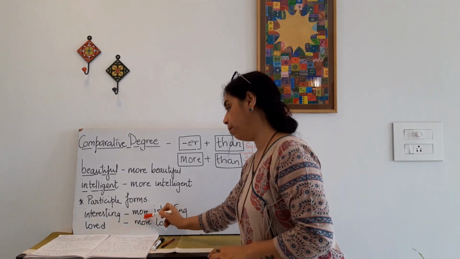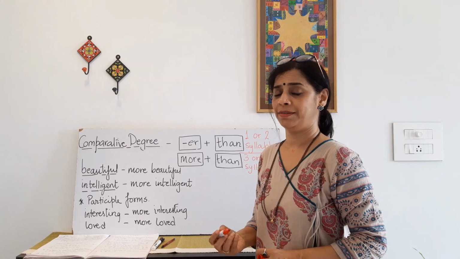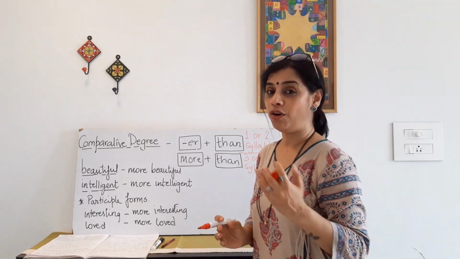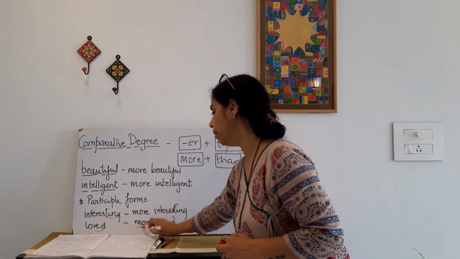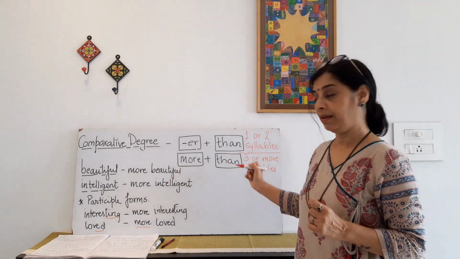It's a participle form, ing, so you add more. Loved: this child is more loved than anyone. So, more loved. When it is a participle form, you add more. So there are 2 things to add: more plus than.